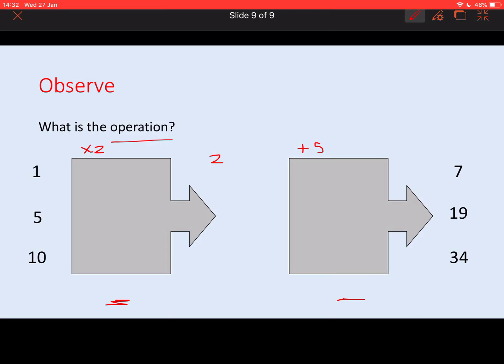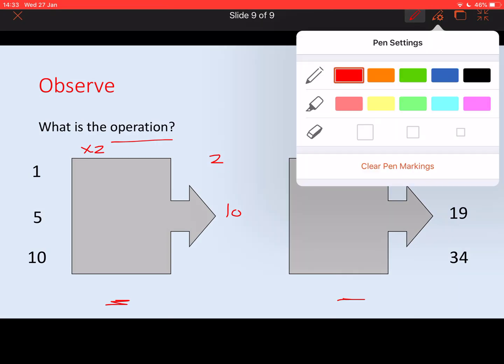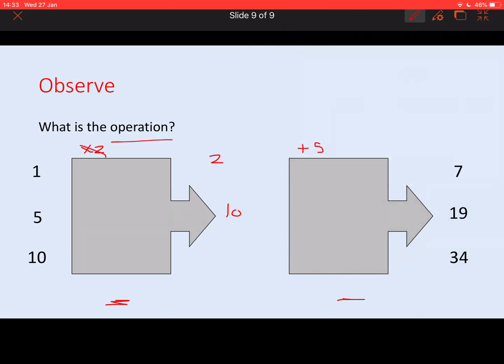Okay, so I'm going to try it. Because each of these inputs uses the same rule to get to the numbers on the right, I'm going to try this 5 now. So 5 times by 2 gets me 10. So then 10 add 5 gets me 19. Well, that doesn't work. So because that doesn't work, that means that this operation here of times by 2 then add 5 doesn't work. So I'm going to try a different operation.